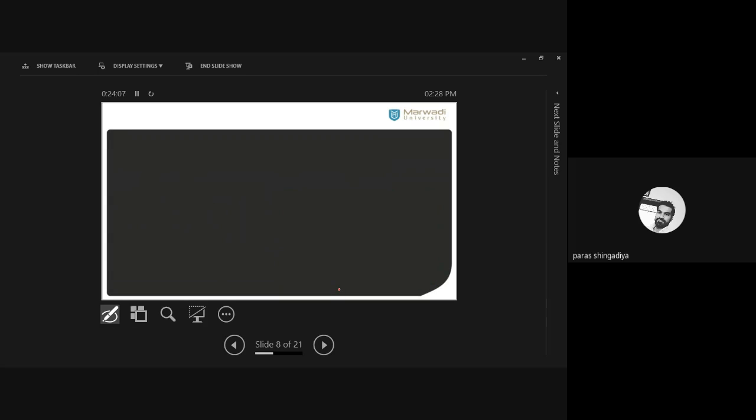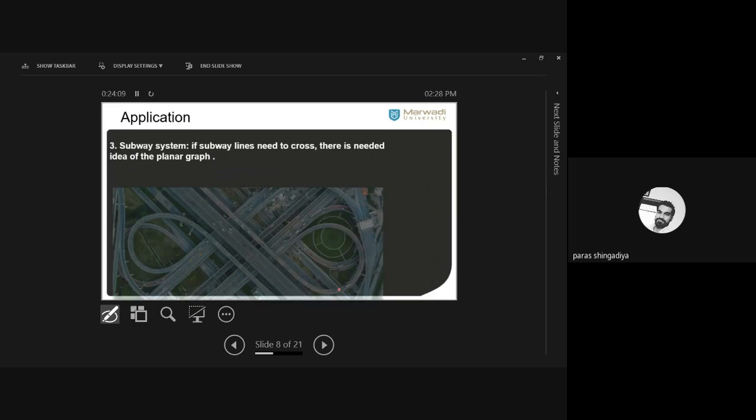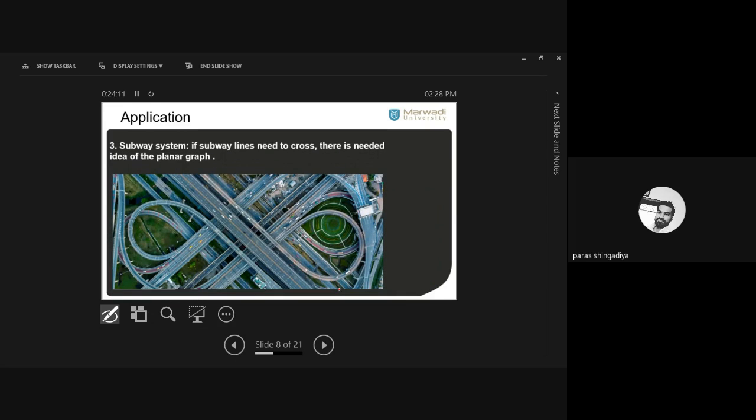And the third one is in the subway system. What is the meaning of that? If subway lines, meaning a network between two places, need to cross, there is a need for the idea of the planar graph. How can we develop this new road network between two places and so on?